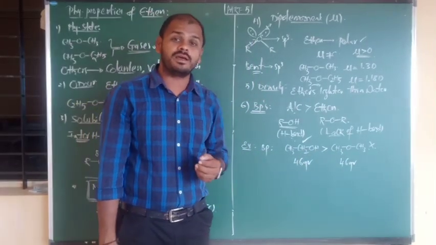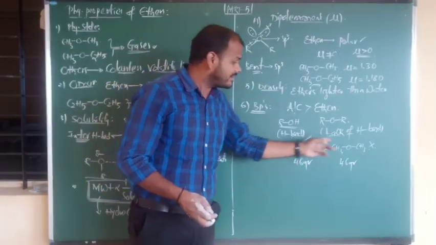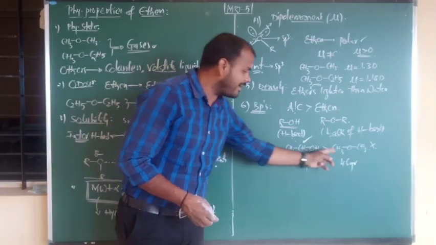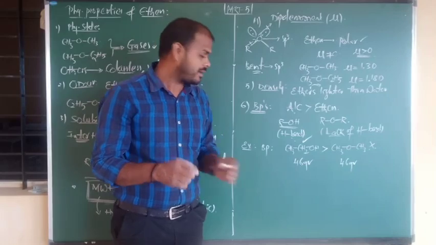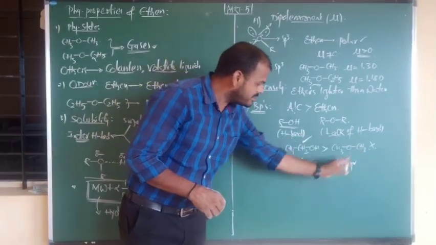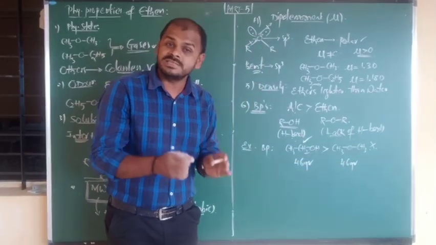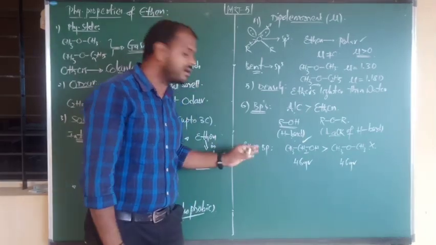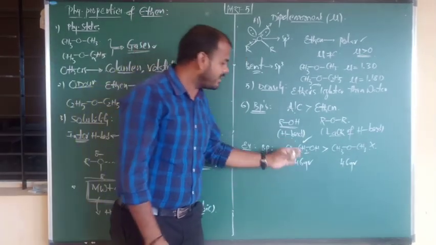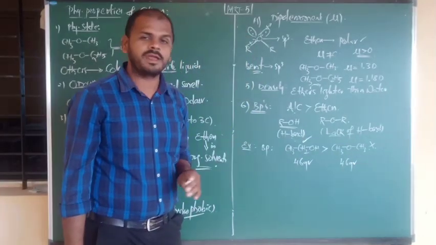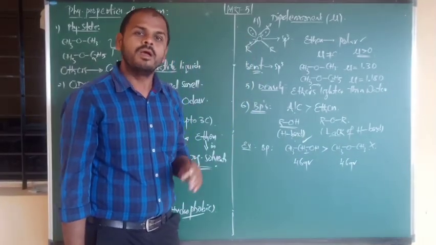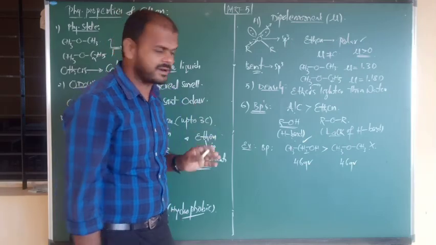They may ask you a question. Even though ethyl alcohol and dimethyl ether have the same molecular masses, their boiling points are different. The reason is ethyl alcohol forms hydrogen bonds, and dimethyl ether does not form any type of hydrogen bonds. On the basis of that only we have to give the answer.